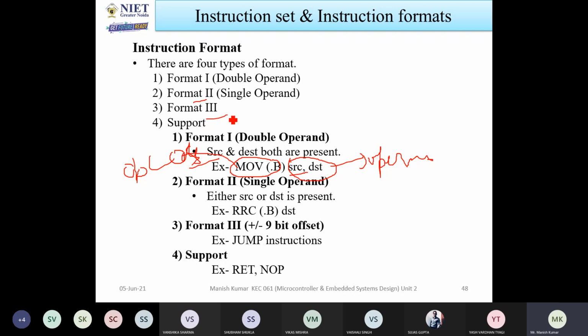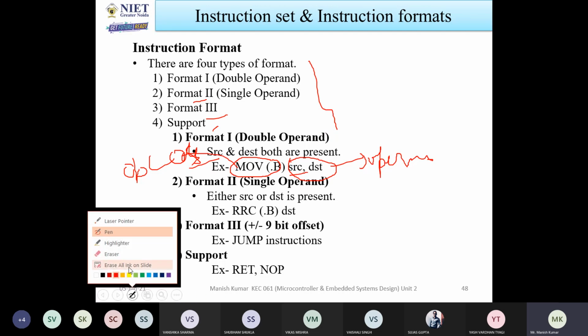Now in format 3, only jump instructions are available. In format 3, you are jumping or you are setting the offset. Offset means you want to jump to some certain location. Then you can use format 3 and support. So for these 4 different formats, I will show you the examples.